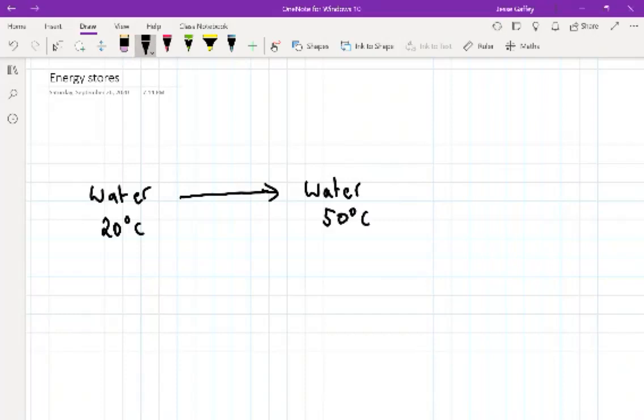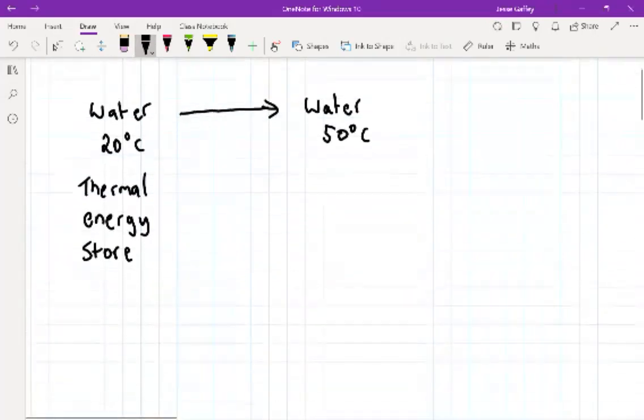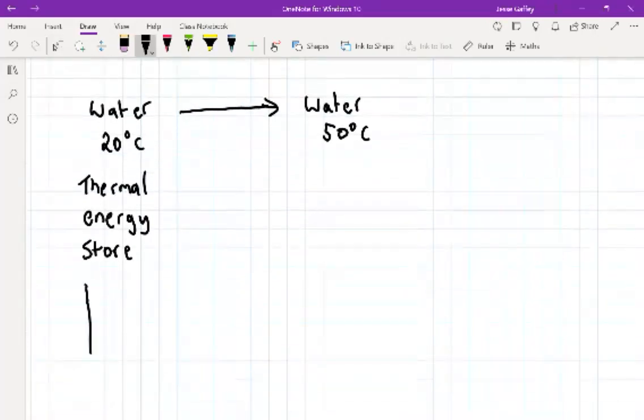So you've heated the water up. So what has happened here is that we have added energy to the water. We didn't add any extra water or take water away. We simply heated it up. We can explain the energy in terms of what we call the thermal energy store. We can represent the thermal energy store using a box like this.